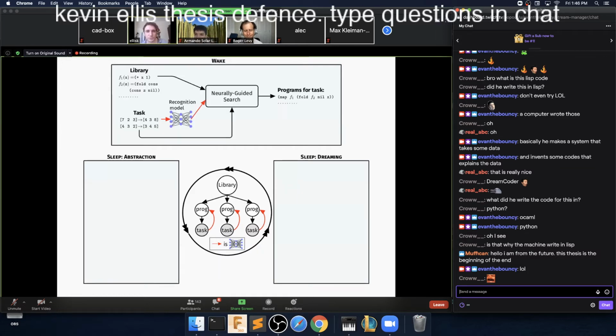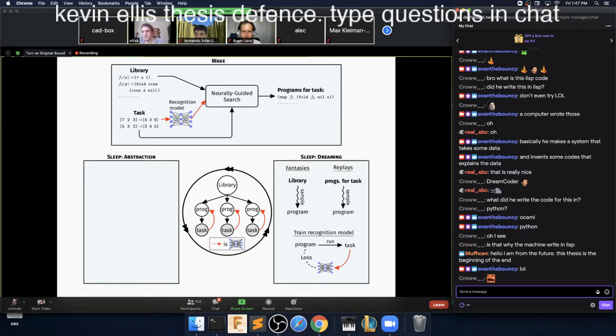So during waking, we take our current library and we take a task, such as a problem specified by input-output examples, and we have the neural network look at the task and then bias a search over programs that are built out of components from the current library. And we search until we either solve the task or we run out of time.